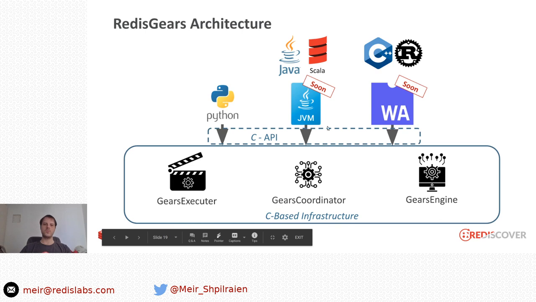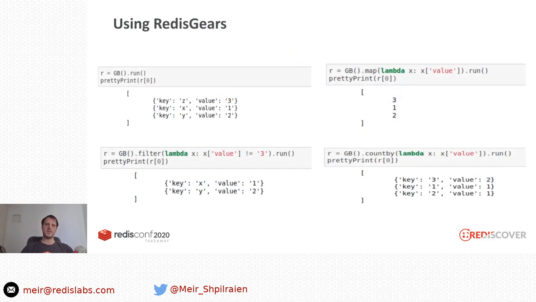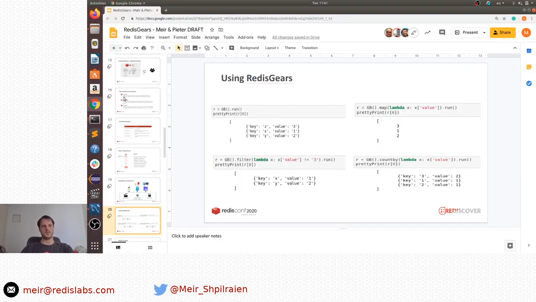We hope to soon provide more language support. For example, the JVM, which will give us all the JVM languages such as Java and Scala. And we are also planning to support WebAssembly. I will talk about it in the end, about future plans. So I want to start with examples. I don't want to show it in slides, so I will move to the CLI. Okay.